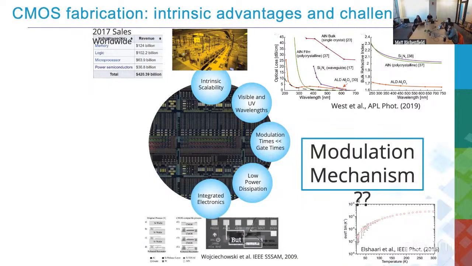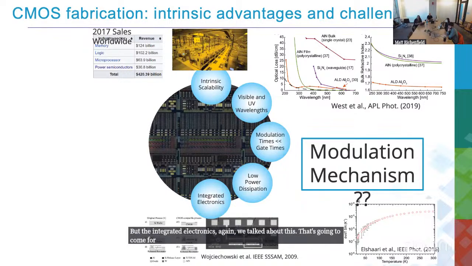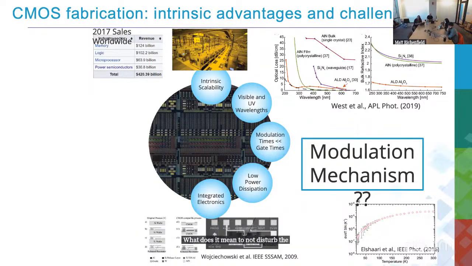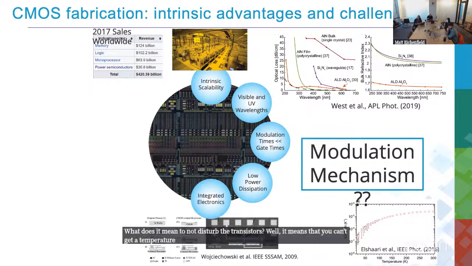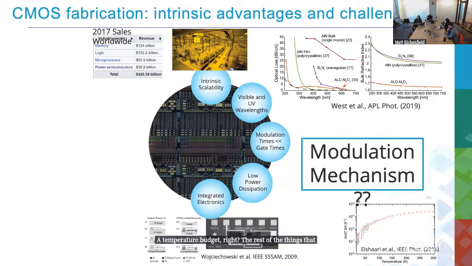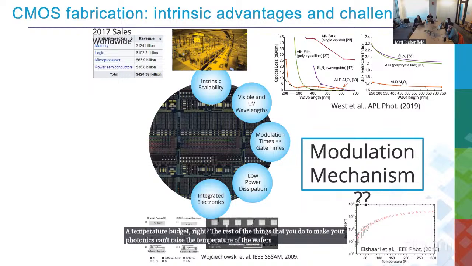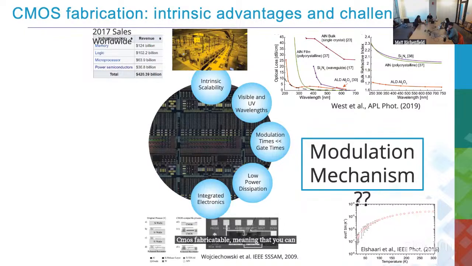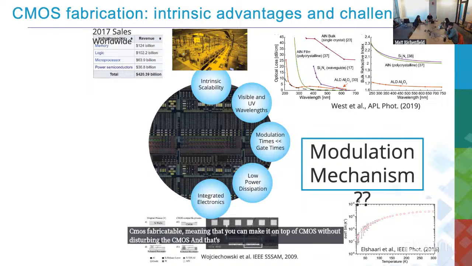But the integrated electronics, again, we talked about this. That's going to come for free, right? As long as you can build it on top without disturbing the transistors. What does it mean to not disturb the transistors? Well, it means that you can't get a temperature larger than some threshold where the electrons that have been doped into the silicon start to move around, basically, or you deform the metals, right? So it's really a sort of temperature budget. The rest of the things that you do to make your photonics can't raise the temperature of the wafers above, say, 500 degrees C or so. And that turns out to be the case. That's what's called post-CMOS fabricatable, meaning that you can make it on top of CMOS without disturbing the CMOS. And that's going to allow us to directly integrate with electronics.